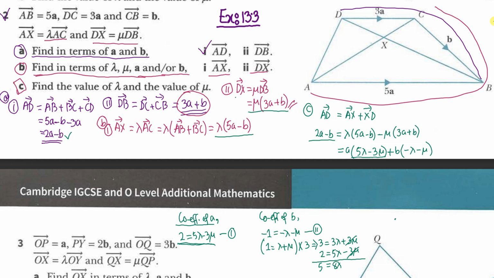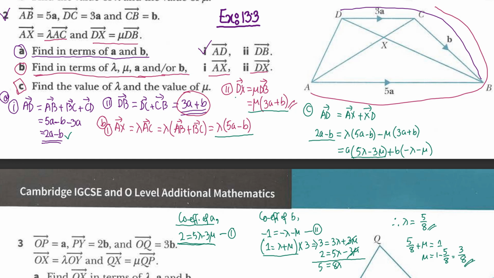So easily from there we can write lambda equals 5 over 8, and this is our answer for the lambda value. Now let me put this value here to get our mu. 5 by 8 plus mu equals 1, so mu we can write directly as 1 minus 5 by 8, which gives us 3 by 8, and that is our value of mu.